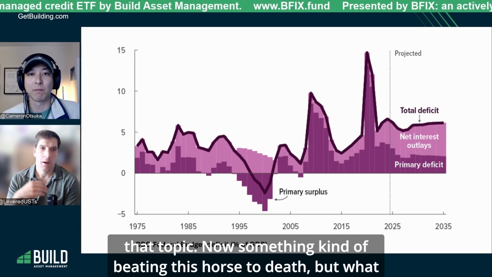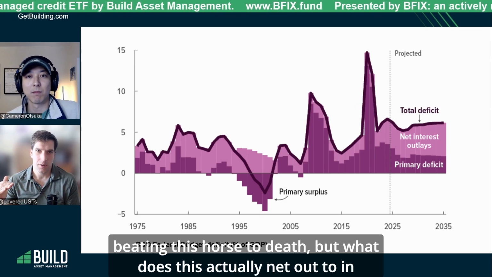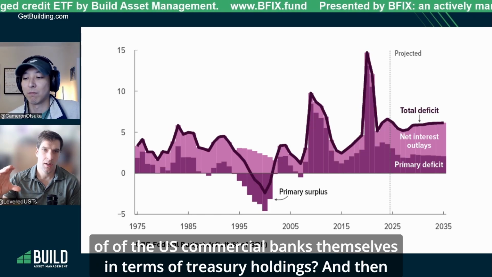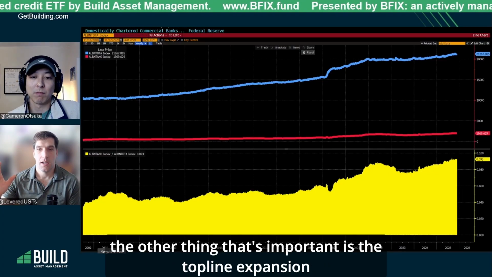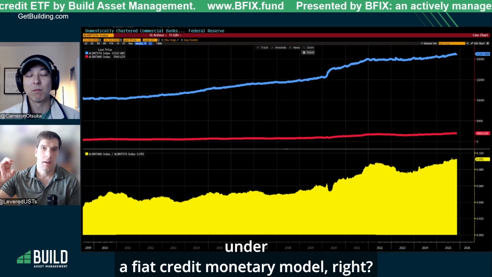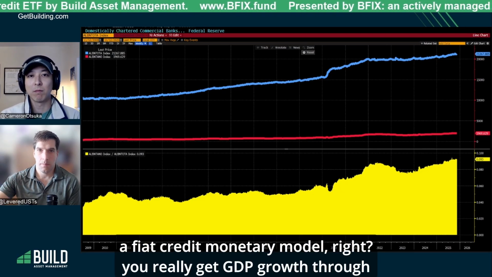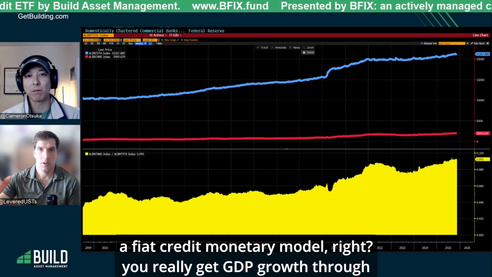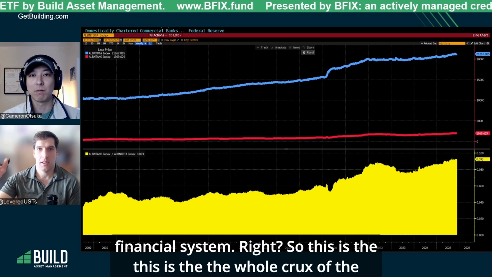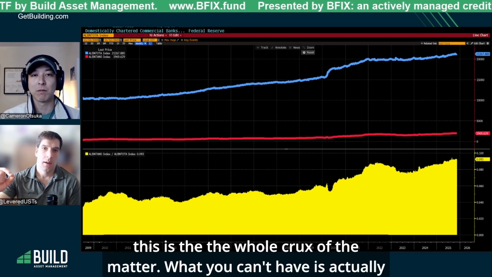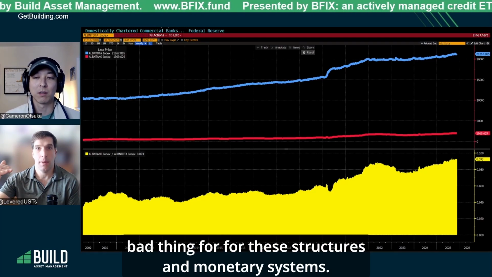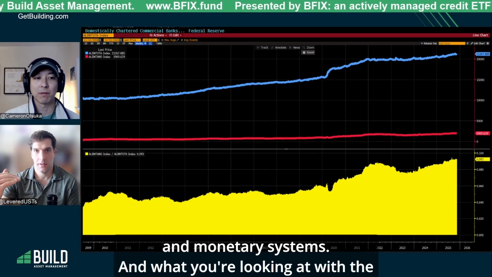add on that topic. Now, something kind of beating this horse to death, but what does this actually net out to in terms of the balance sheet composition of the U.S. commercial banks themselves, in terms of Treasury holdings? And then the other thing that's important is the top line expansion. Under a fiat credit monetary model, right? You really get GDP growth through balance sheet expansion in your financial system, right? So this is the whole crux of the matter. What you can't have is actually balance sheet contraction. That's a very bad thing for these structures and monetary systems.